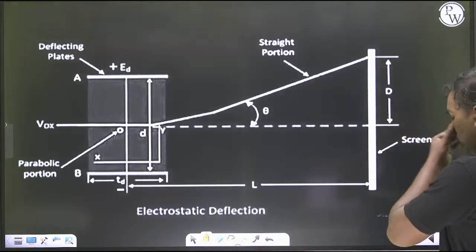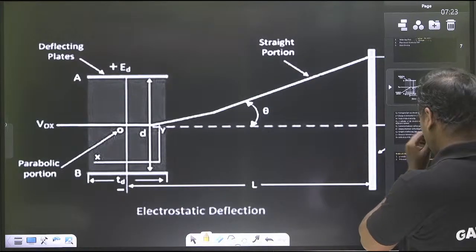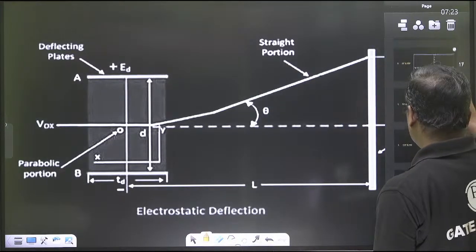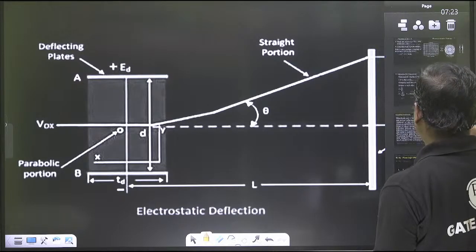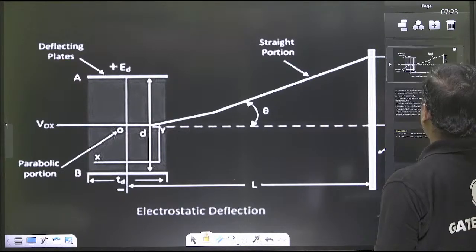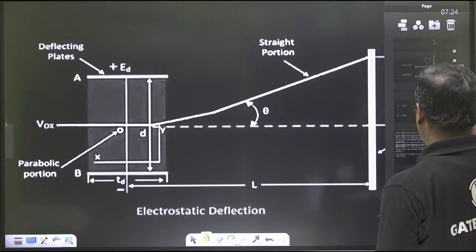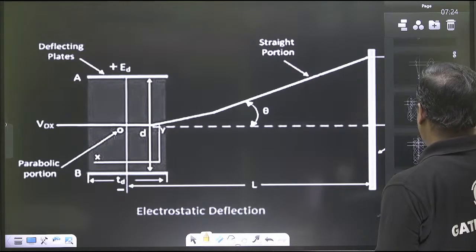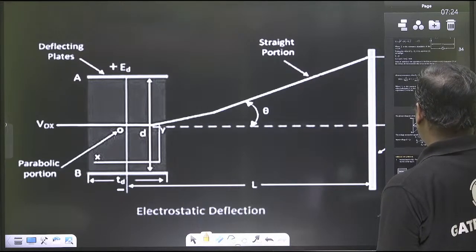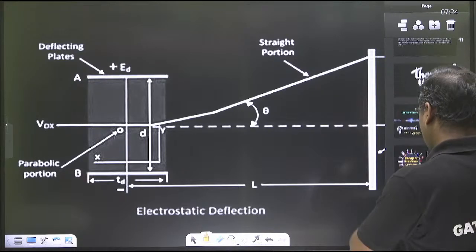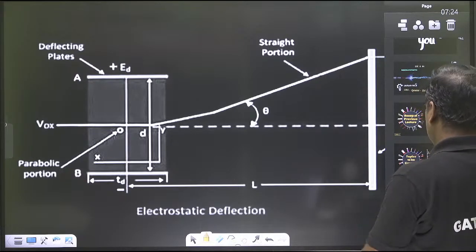So now if you see this particular thing, how the deflection happens. Okay, how the deflection happens.